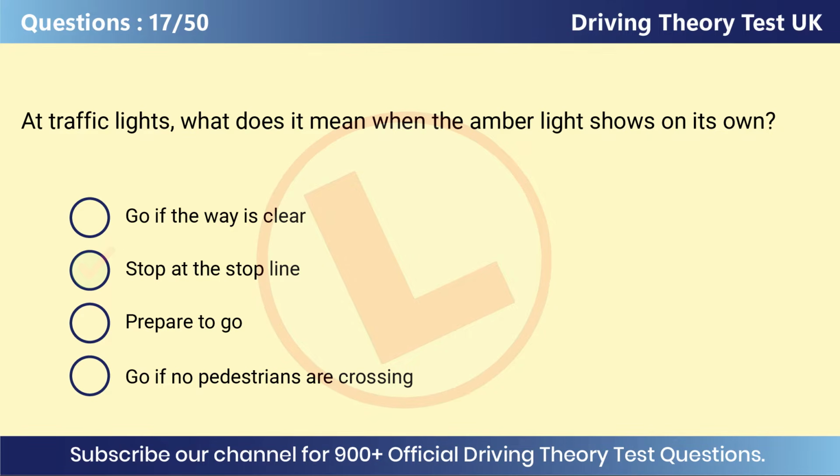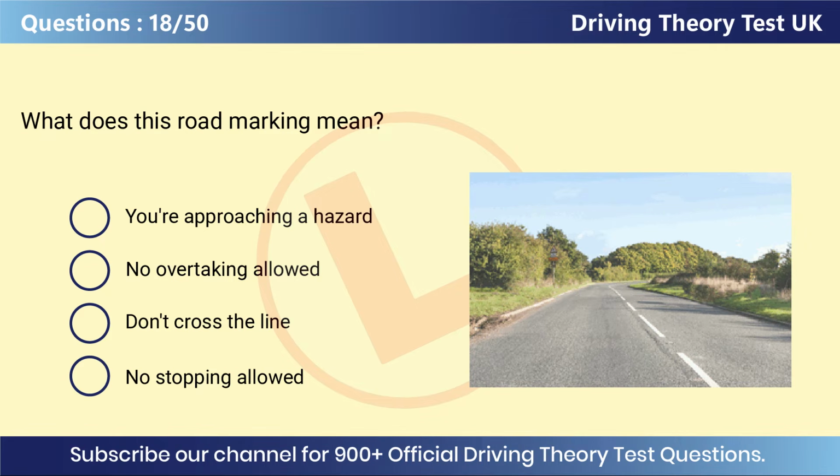B. Stop at the stop line. Question 18. What does this road marking mean? A. You're approaching a hazard. B. No overtaking allowed. C. Don't cross the line. D. No stopping allowed.